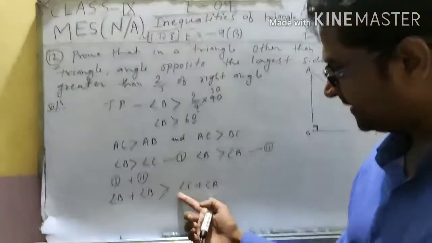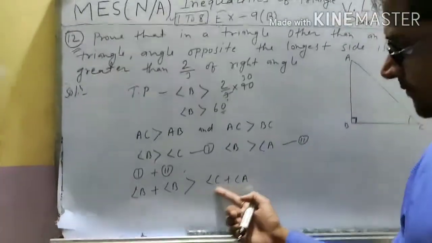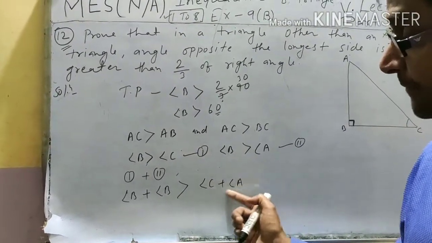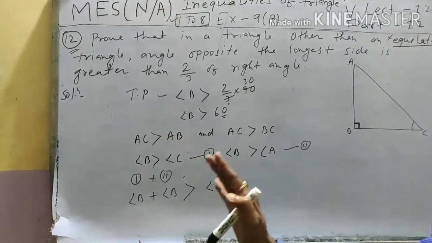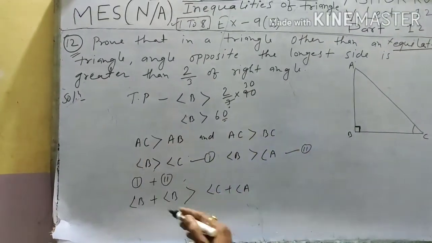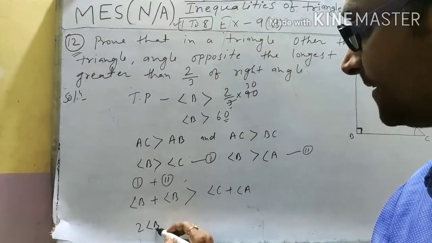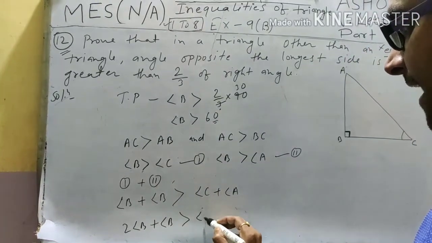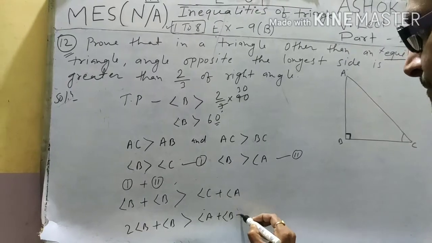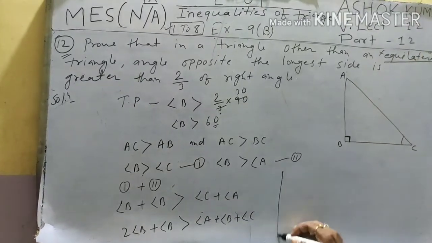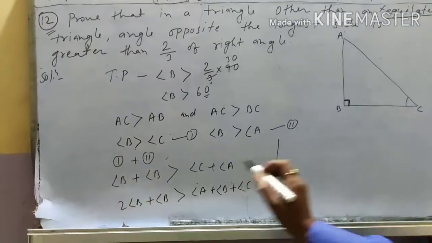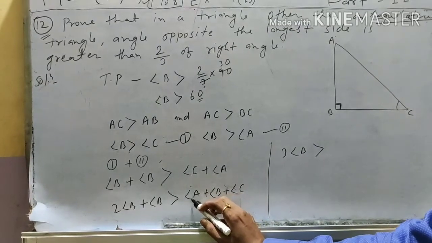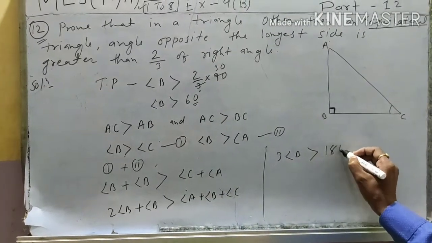Okay students, in this expression, which value does not occur? Angle A and angle C are here, angle B is not present. That means angle B is added on both sides. So 2 times angle B on this side, and angle B added here, so here is angle A plus angle B plus angle C. So 2 times angle B plus angle B is equal to 3 times angle B, which is greater than, we know from the angle sum property, 180 degrees.